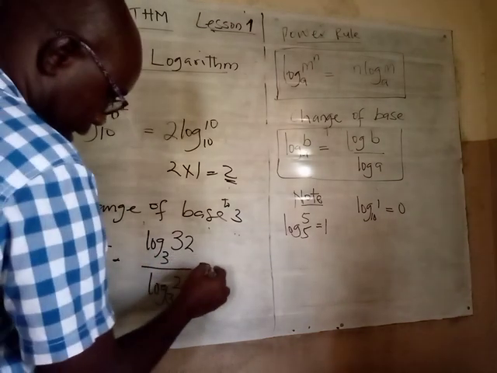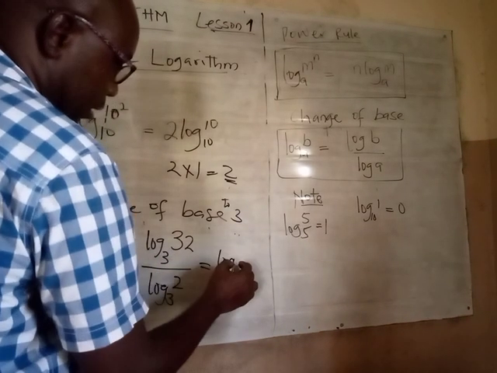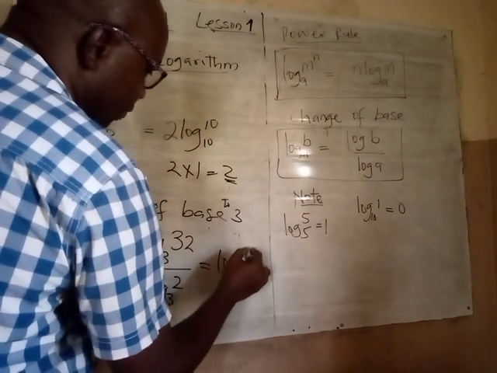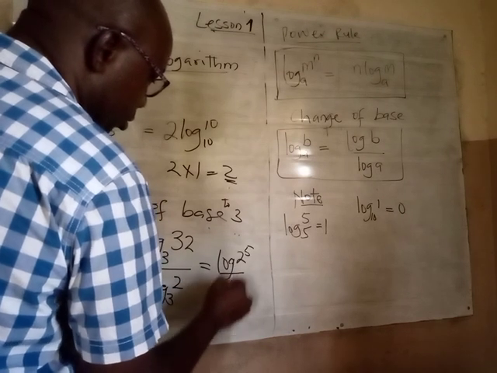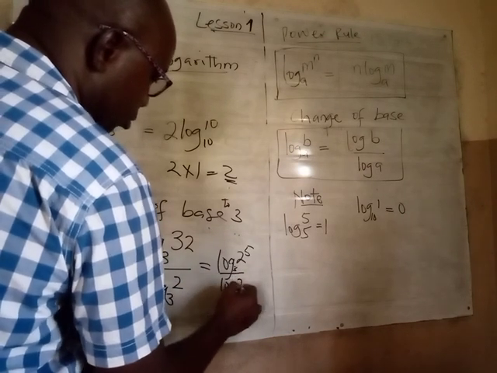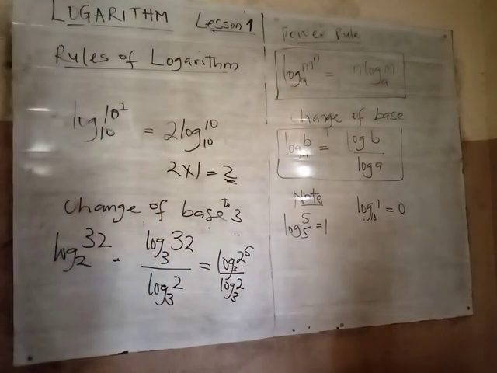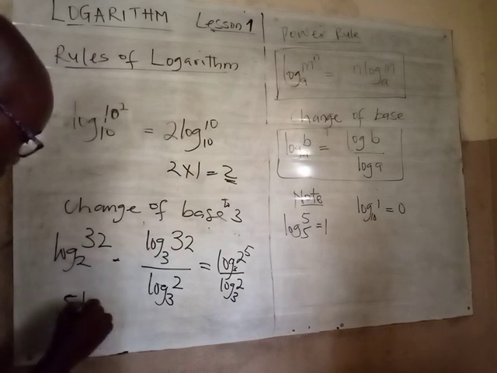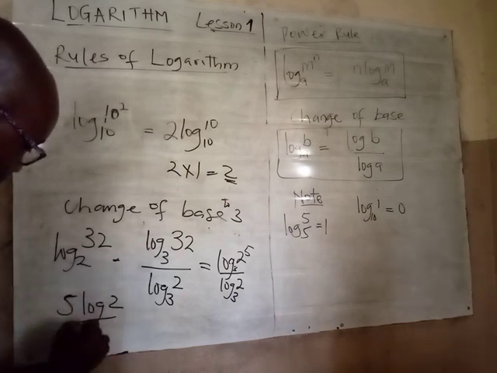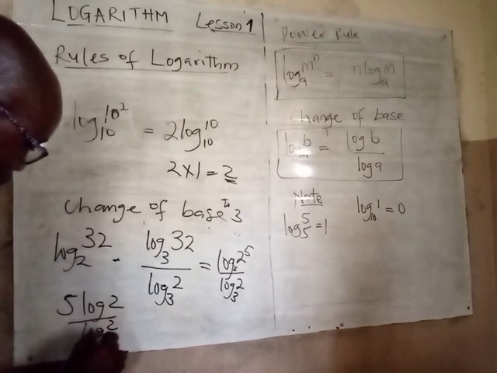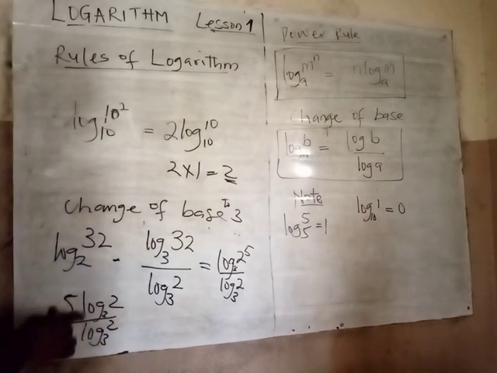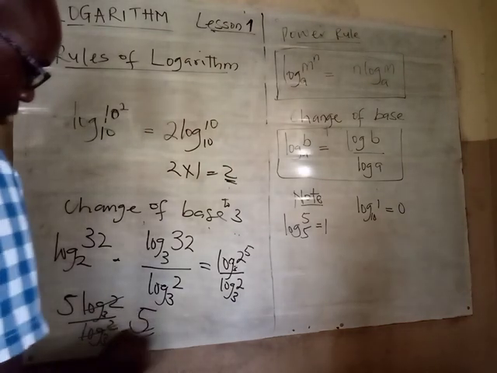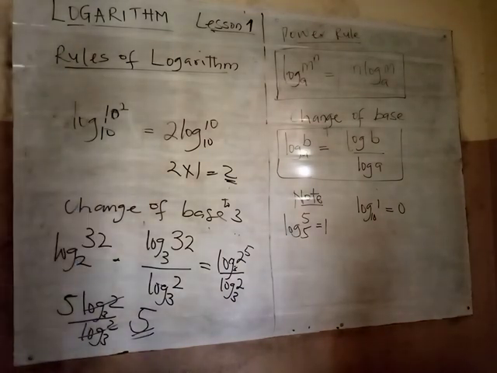And if we solve further, 32 base 3, you can simplify 32. It's the same thing as 2 raised to power 5 over log 2 raised to power 1, all in base 3. So by the time you simplify further, what you now have is 5 log 2 base 3 over log 2 base 3. So log 2 base 3 can cancel out, and your answer becomes 5. So this is how to go about this type of question.